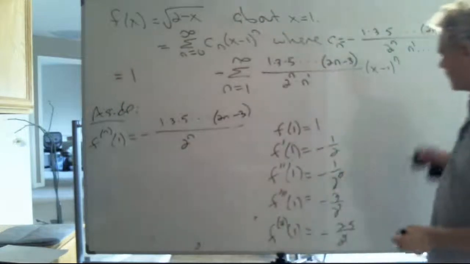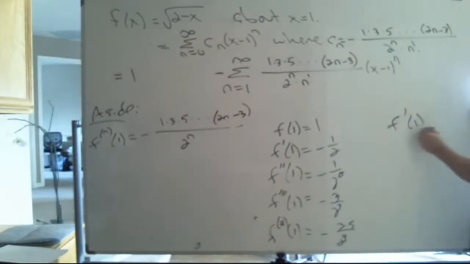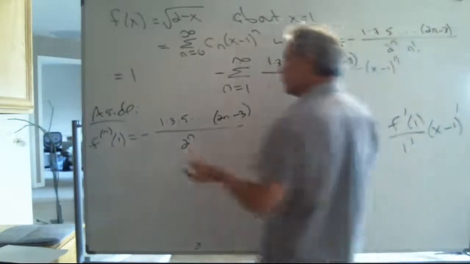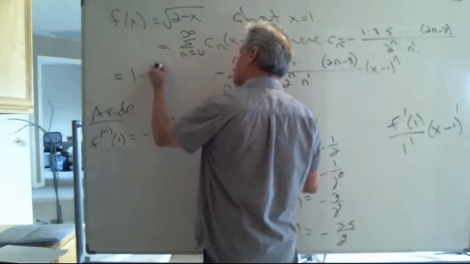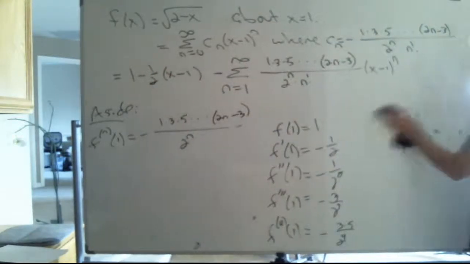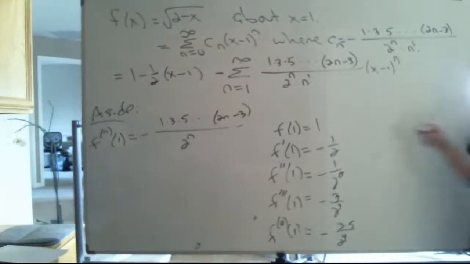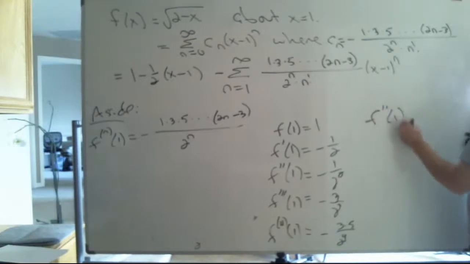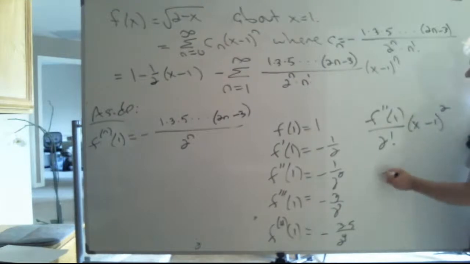And so let me go ahead and shave off the second term as well. Now the second term should be f prime of 1 over 1 factorial times x minus 1 to the first power. Since I already found that f prime of 1 is negative 1/2, then my next grouping should be minus 1/2 times x minus 1 to the first power. Now I do think the next term should be f double prime of 1 all over 2 factorial times x minus 1 squared. Is that going to give us a negative 1/4? No, it's going to give us negative 1/8.